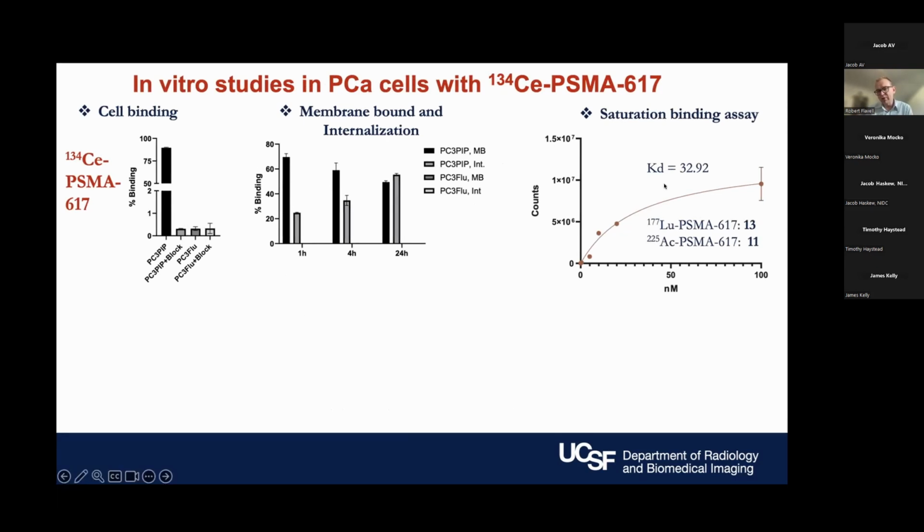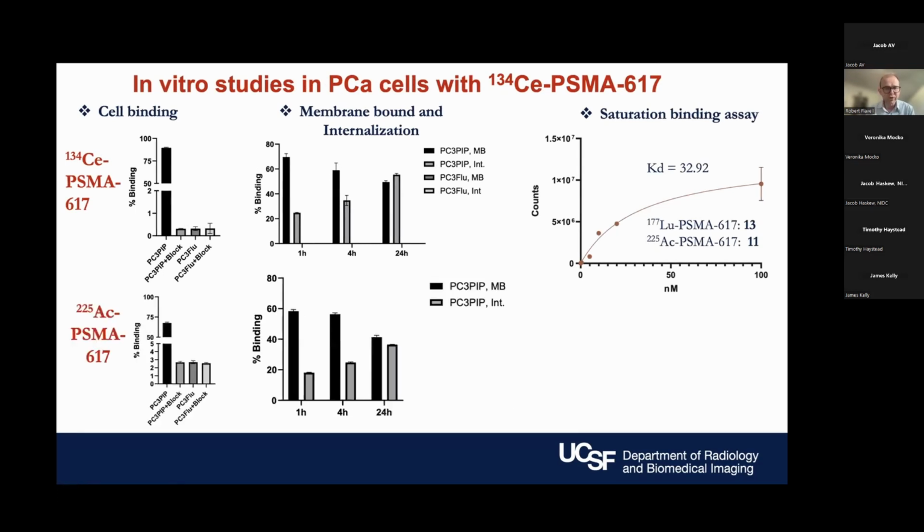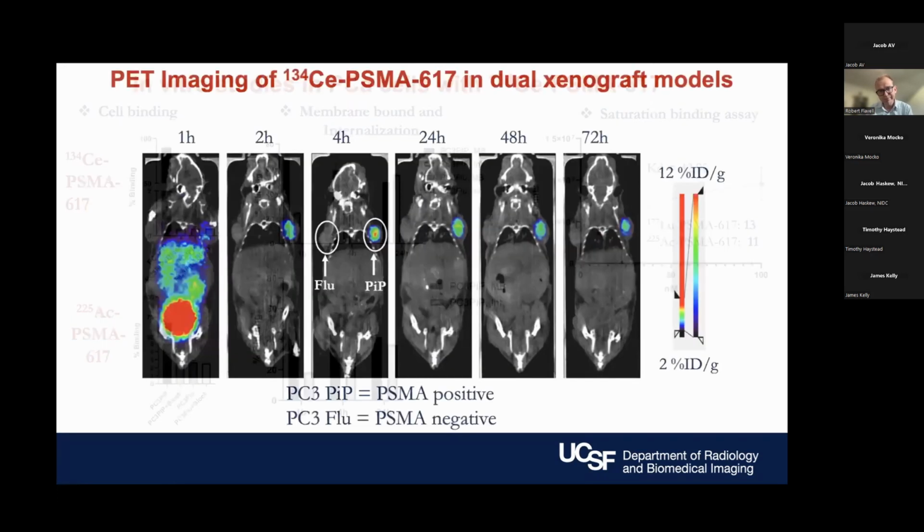The KD of 32 nanomolar was in a similar ballpark compared to the lutetium and the actinium versions of it. We compared the cell binding to the actinium-225 version here, in this case, actinium-225 PSMA 617. That's the same thing that was administered to those patients earlier on that I showed you in the first slide of the talk. And as expected, we saw good cell binding and internalization in the case of the actinium PSMA 617 in the PSMA positive cell line.